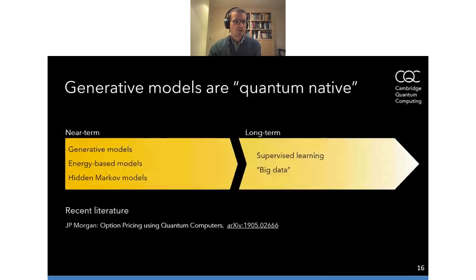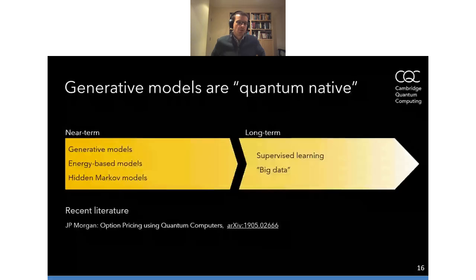More long-term, perhaps, are, let's say, generic supervised learning methods, generic big data problems, because here the problem is often that of how to actually put all your huge amounts of data on a quantum computer. This is often not possible in a straightforward way. So generic supervised learning methods are often quite efficiently done with deep learning methods, and here it's a bit harder to see the quantum advantage in the near term.